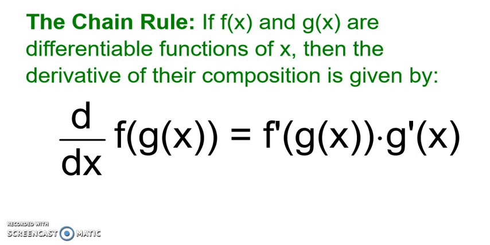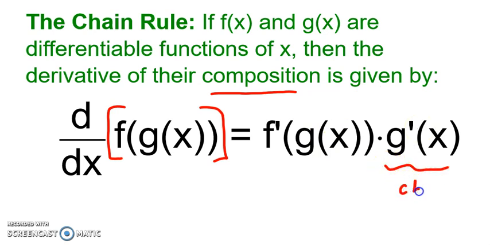If f of x and g of x are differentiable functions of x, then the derivative of their composition, so again an inside and outside function, is given by the following. If we take the derivative with respect to x of the composition of a function, you take the derivative of the outside function and keep the inside function alone, times the derivative of the inside function. So this is the chain rule right here. Okay, that's the chain rule.